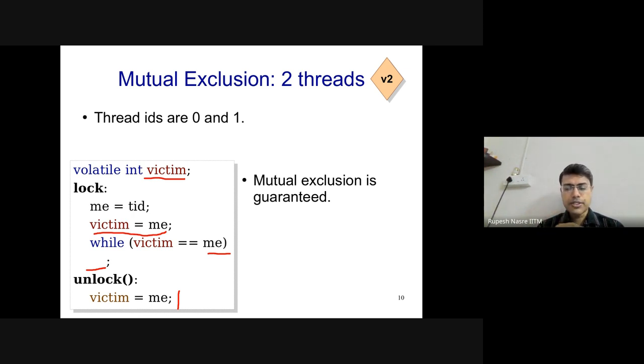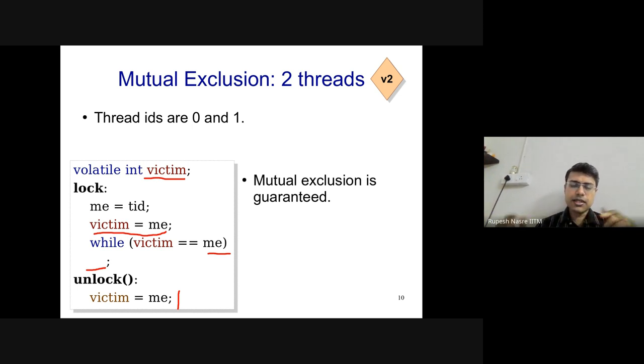But what probably Sandeep is suggesting is what if thread one comes in, it says victim equal to me, and it's just waiting for victim equals equals me, right? So there is no other thread, but it is just waiting for somebody else to remove that victim. That is not called a deadlock, but something else. Also, it is not called live lock.